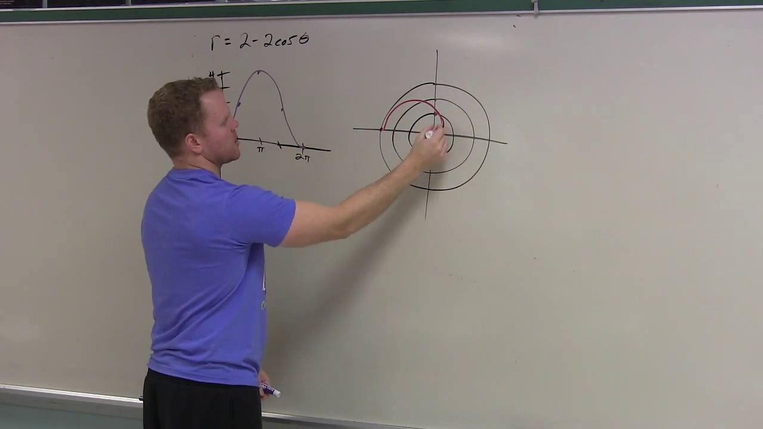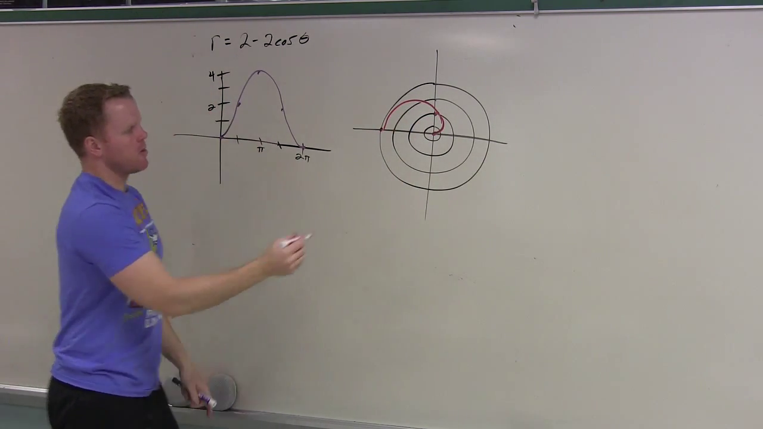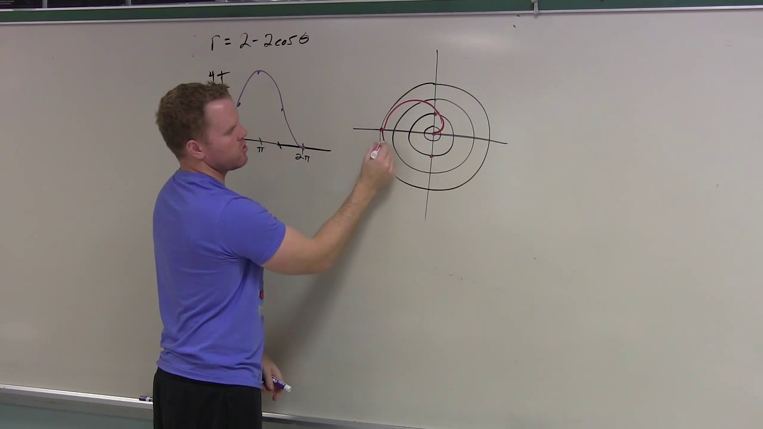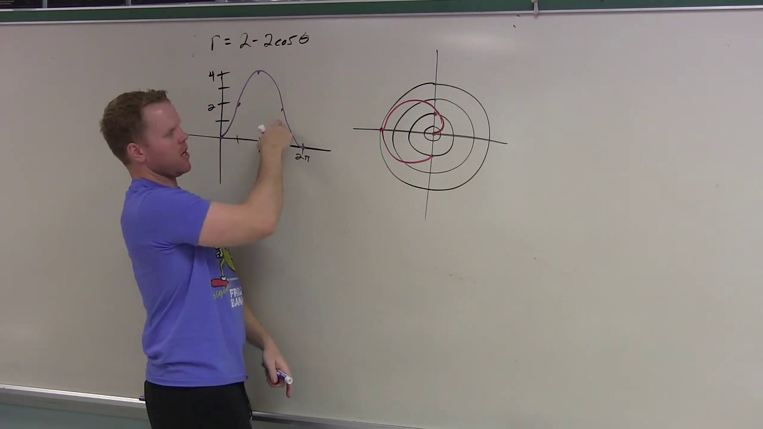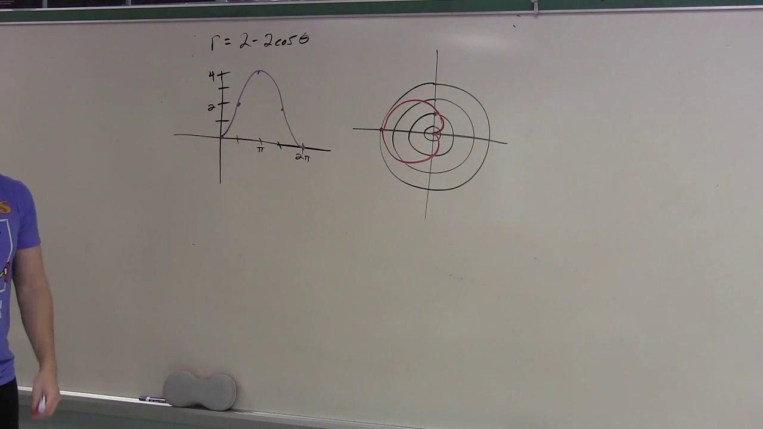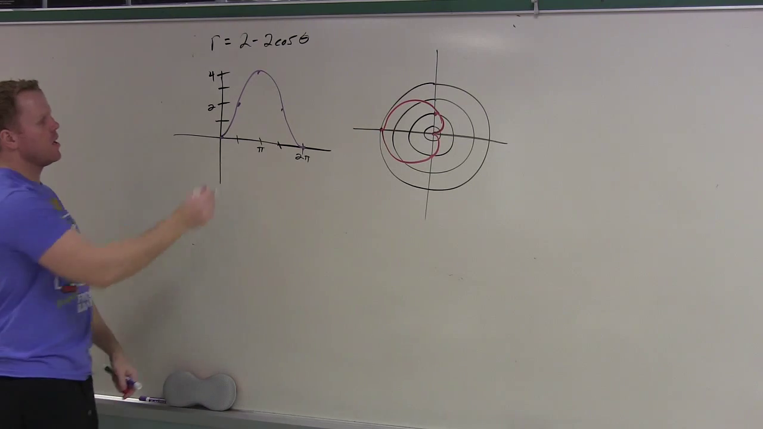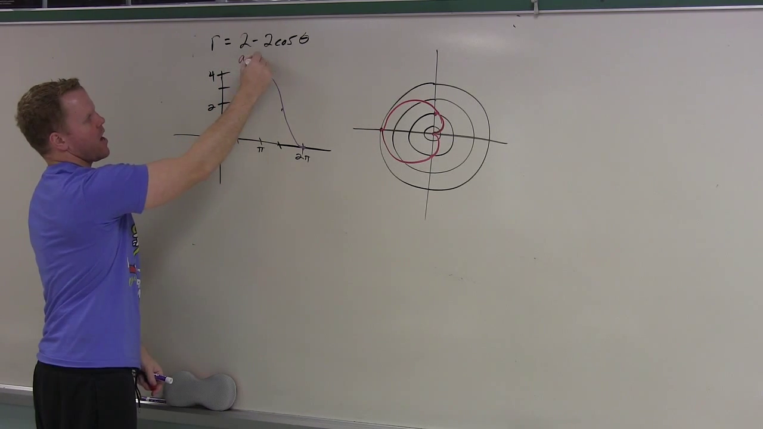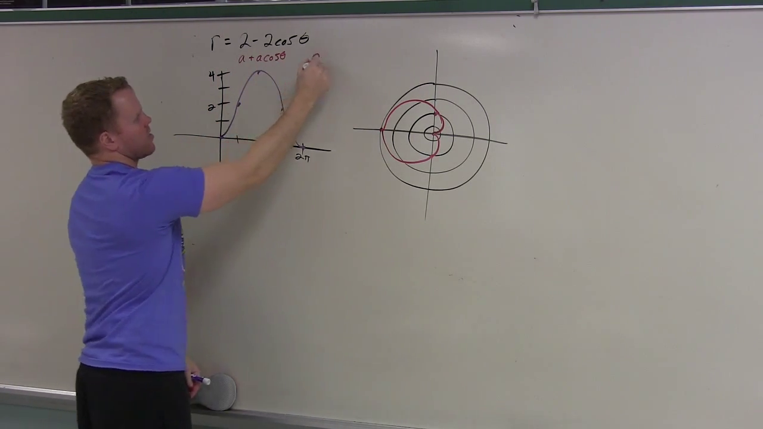So we look something like this. Then we get smaller and smaller and smaller until at 3 pi over 2 we're 2 units away. Then we keep getting closer and closer until we're 0 units away. That's it. In case you don't know this already, when it's in the form a plus a cosine theta, this thing is called a cardioid.